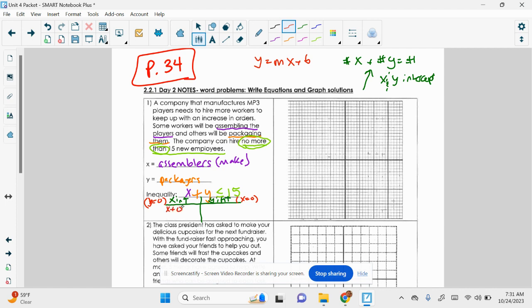X plus 0 is less than or equal to 15. And remember, when finding x and y intercepts, we actually don't even use the inequality. We are going to just make an equal sign. And look at this. X plus 0 equals 15. So that means x equals 15. That is our x-intercept right there.